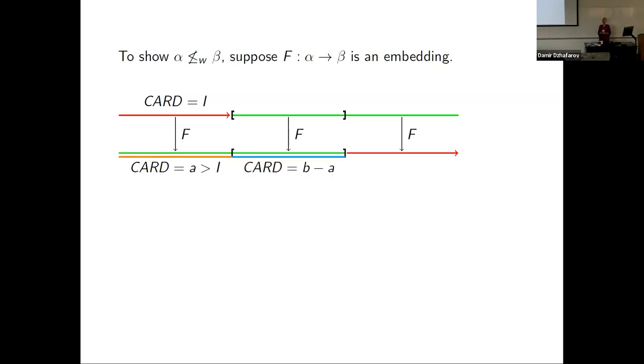So now what's left, the part of B that the middle segment embeds into, has cardinality B minus A. And so the piece that embeds into it has cardinality no bigger than B minus A. Okay, so we've removed from B something of size at most B minus A. So we're left with something of size at least A, which is greater than I. And we're trying to embed that into the final segment of beta that has cardinality I. And you can't do that, right?